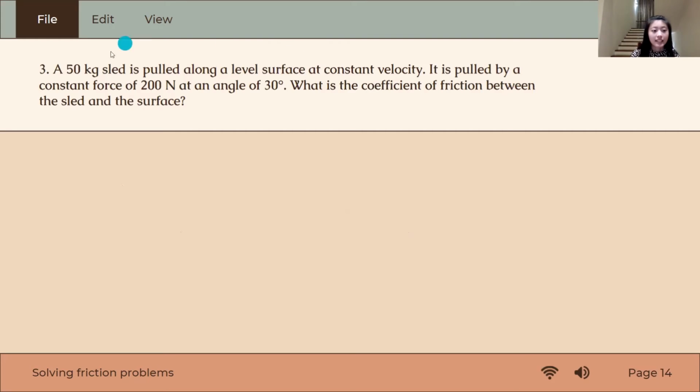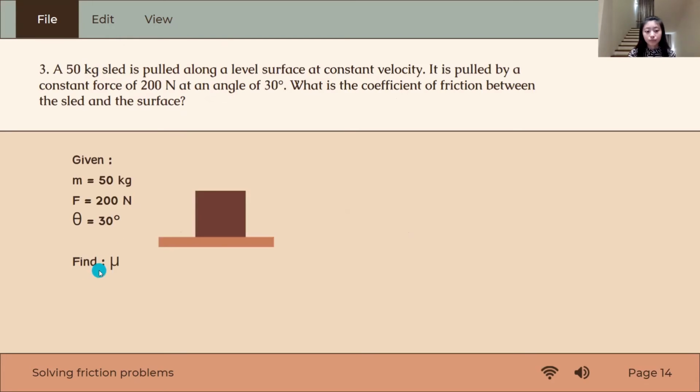Third question. A 50 kilogram sled is pulled along a level surface at constant velocity. It is pulled by a constant force of 200 newtons at an angle of 30 degrees. What is the coefficient of friction between the sled and the surface? Given m equals 50 kilograms, F equals 200 newtons, and theta equals 30 degrees.